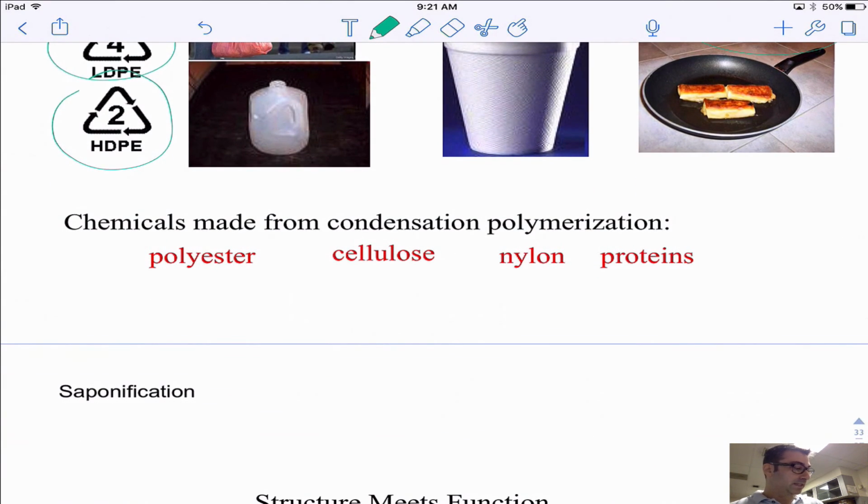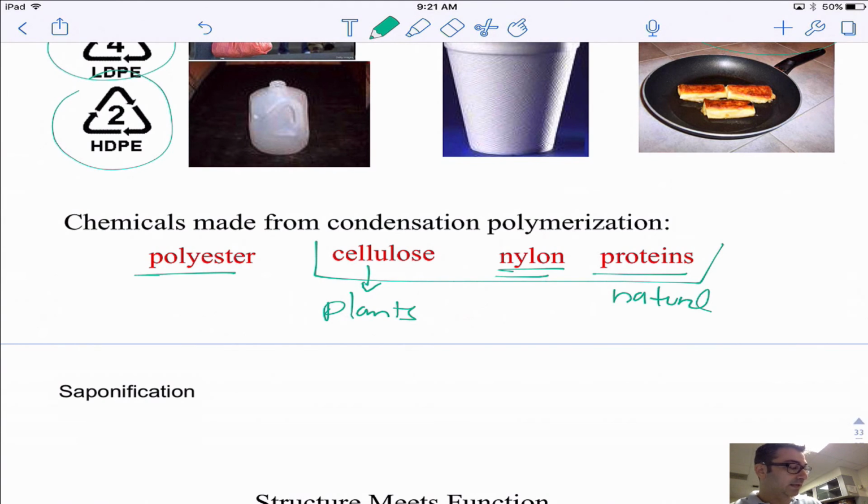Here are some other ones that are made from condensation, and sometimes the SAT and even the Regents ask you about artificial versus natural. Things like cellulose, these are made by removing water. This is found in plants, it's natural. Proteins found in humans, plants, all organisms. This is natural as well. But something like nylon and polyester, those are not natural, those are artificial. Those are made in a laboratory.